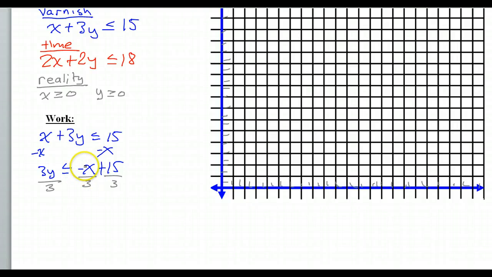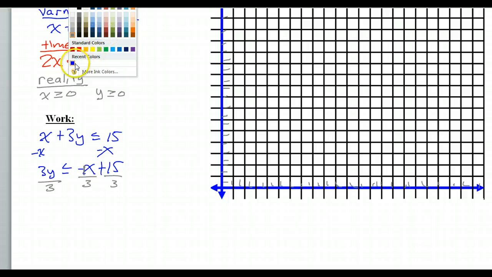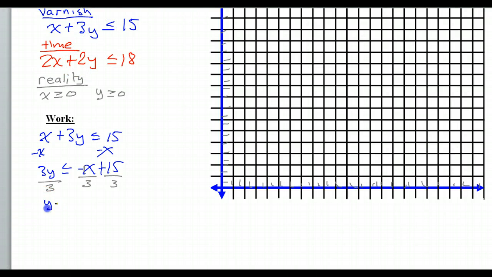Okay, don't forget there's sort of an invisible 1 right there. So we're going to now have y is less than or equal to negative 1/3 x plus 5. So this is our first constraint other than the reality ones. And let's graph it. These numbers look small enough that they should fit without changing the scale.